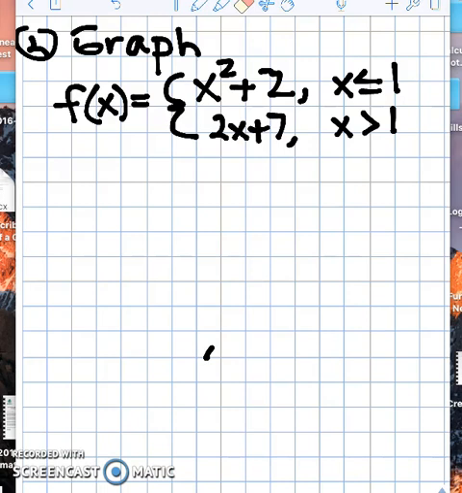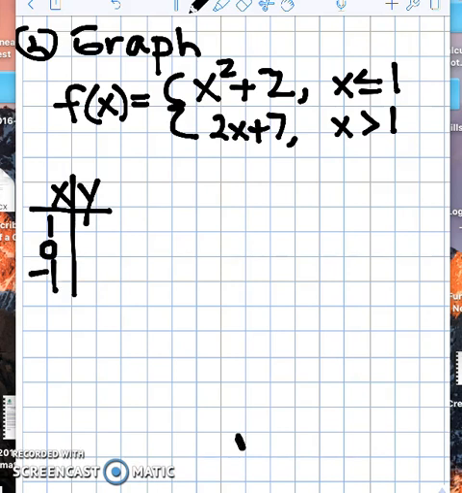Well, let's see. It looks like we have a parabola and a line here. So one way to graph this is we could make a table. We could make an xy table. And when do we use this parabola? When x is less than or equal to 1. So I'm going to put a 1. What are some values that are less than that? 0, -1. And then when we plug this into our parabola, again we're plugging it into x squared plus 2.